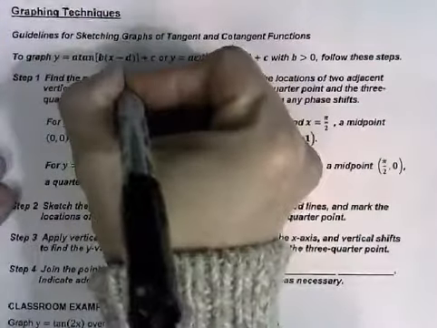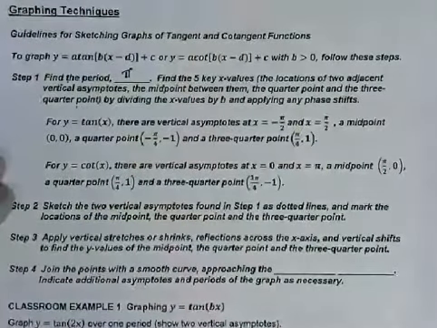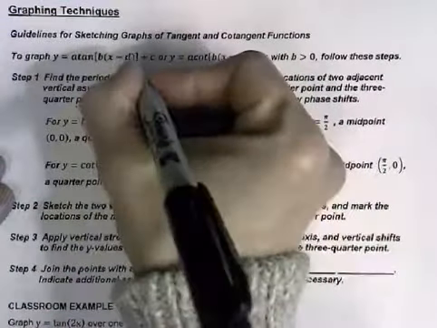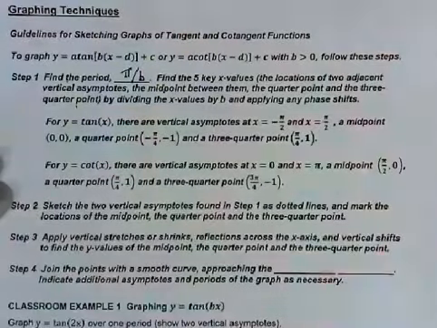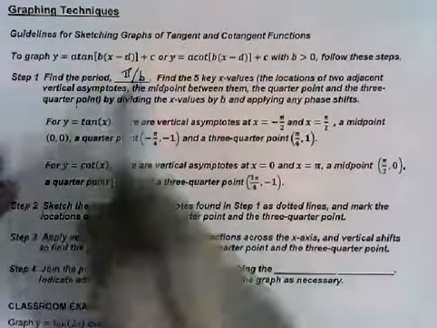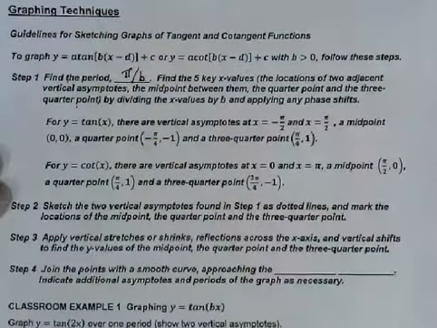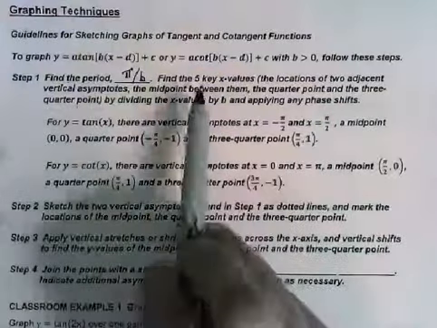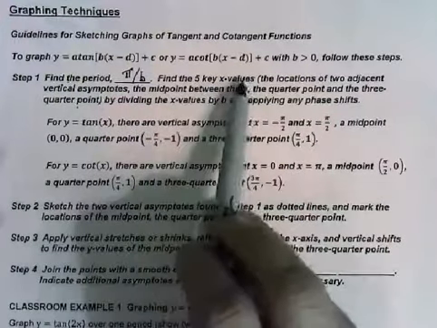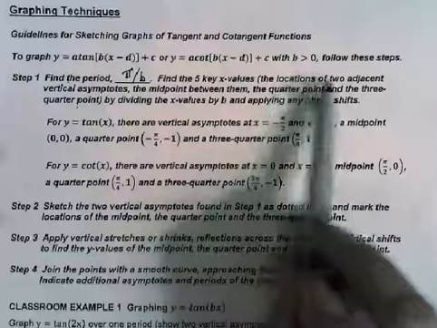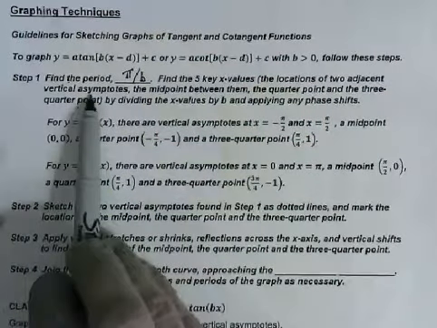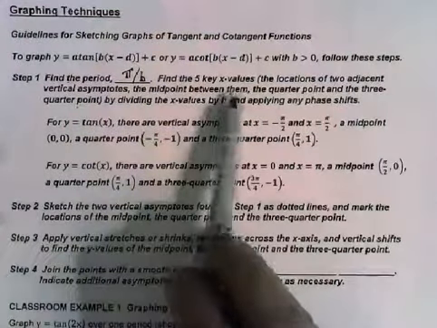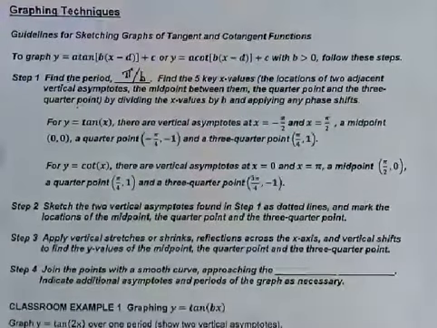And the first big difference is that the period of our basic function is pi. If we're doing some kind of a transformation, then the period is going to be pi divided by b. Instead of with those other functions, it was always 2 pi divided by b. That's the first thing we're going to want to find, the period. And then we're going to find our 5 key x values, which are the locations of our two adjacent vertical asymptotes, the midpoint between them, and then the quarter point and the 3/4 point.